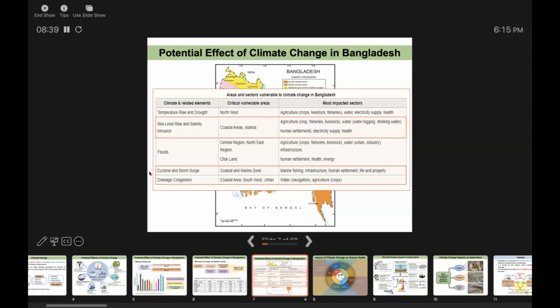In the central part, floods, particularly flash floods, hamper the agricultural sector and other human settlements also. In the coastal region, cyclones, storm surges, and drainage congestion also cause problems for livelihoods in that area, including the agriculture sector.